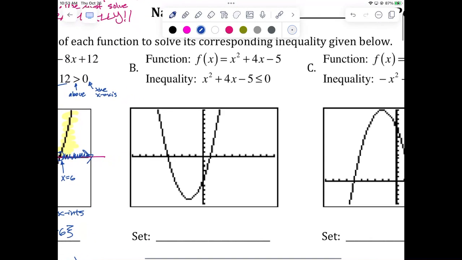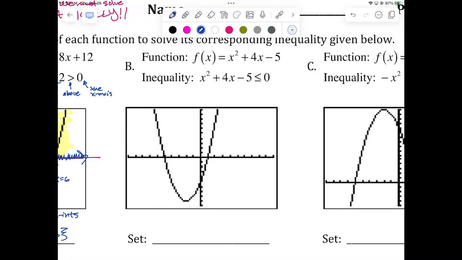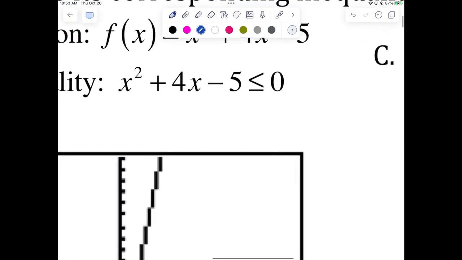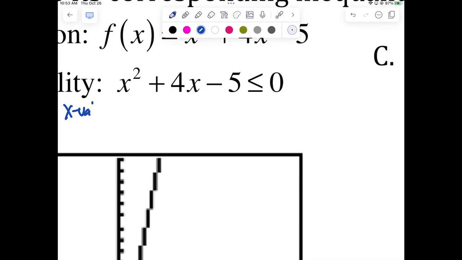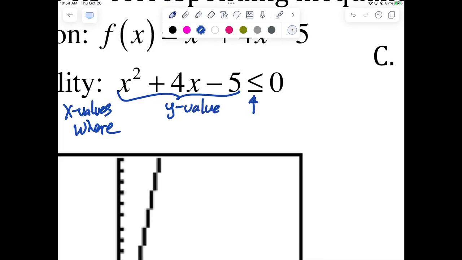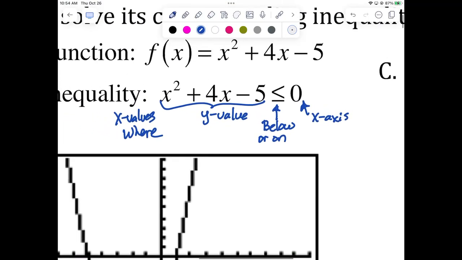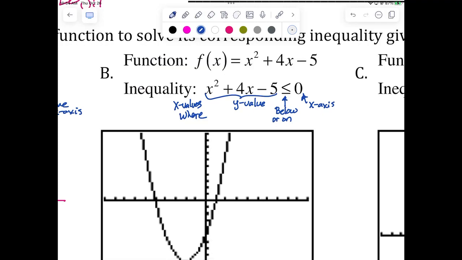All right, letter B. Now we have x squared plus 4x minus 5. It's another parabola that opens up. Now I want to know, where is that graph less than or equal to 0? So let me go ahead and translate it. I want to know the x values where the y values of this graph are less than or equal to 0. Less than is now what in relation to the x-axis? Above or below? Below, and the equal means or on the x-axis. So that's how we translate it when we read it like that. For what values of x is this parabola below or on the x-axis?